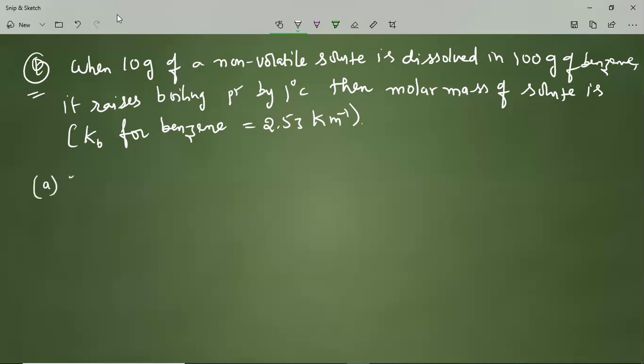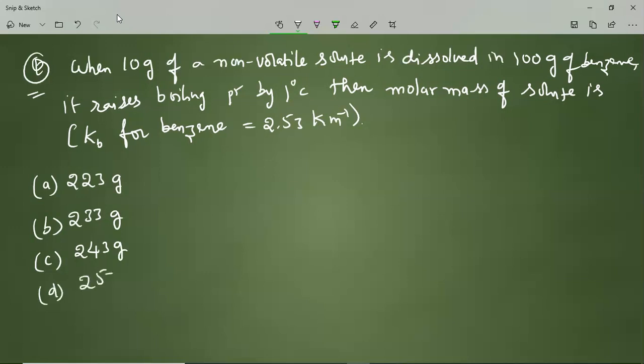A, 223 grams, B, 233 grams, C, 243 grams, D, 253 grams. Let us see.